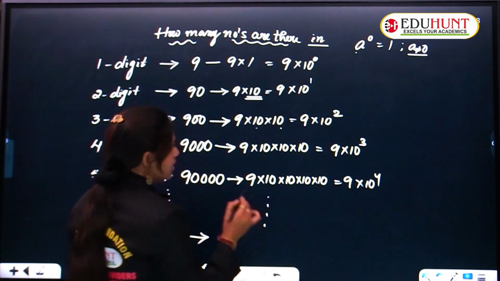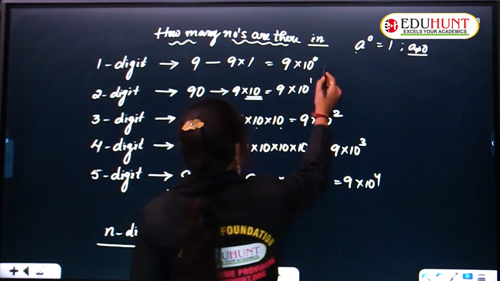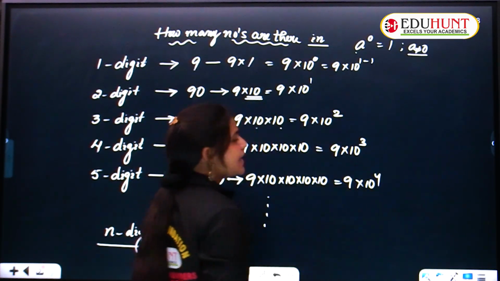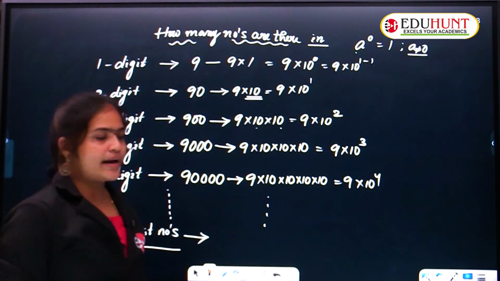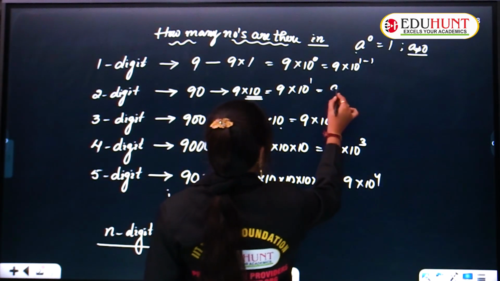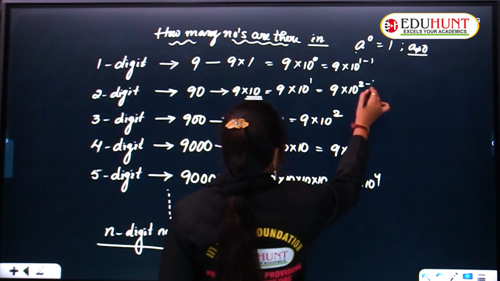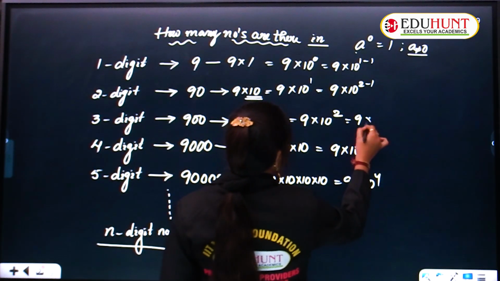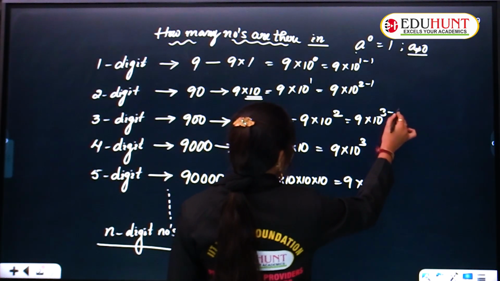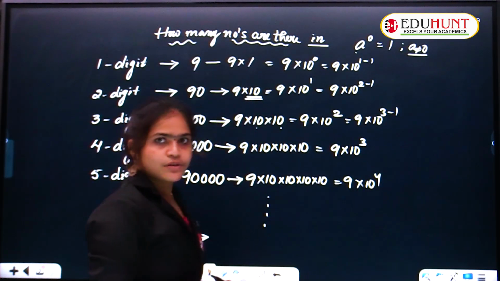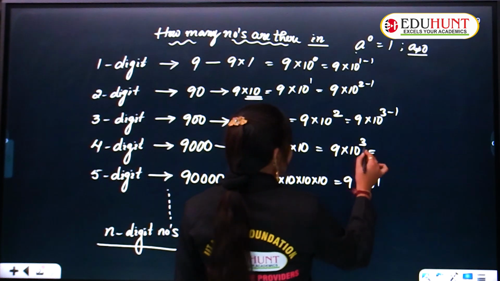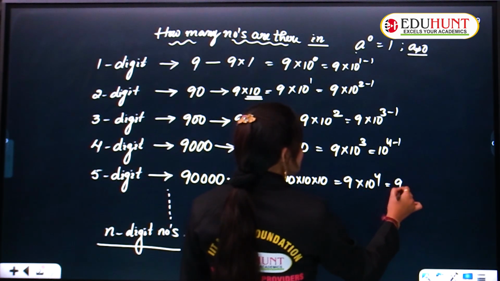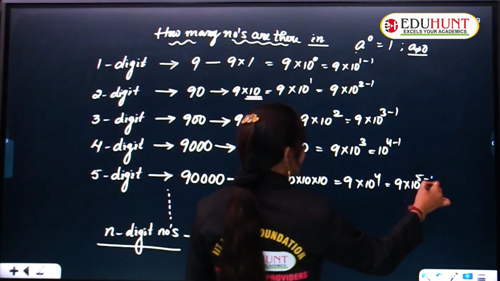Okay, and so on. Children, see that the first one we can write as 9 into 10 to the power of 1 minus 1. Shall we write like this? And in the same way we can write this one as 9 into 10 to the power of 2 minus 1. Next, 9 into 10 to the power of 3 minus 1. And in the same way, 9 into 10 cube means 10 to the power of 4 minus 1. Here we can write this one as 9 into 10 to the power of 5 minus 1.